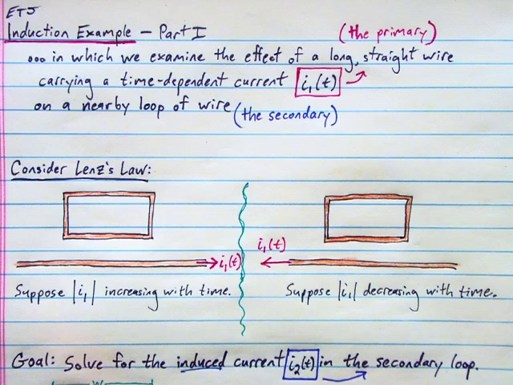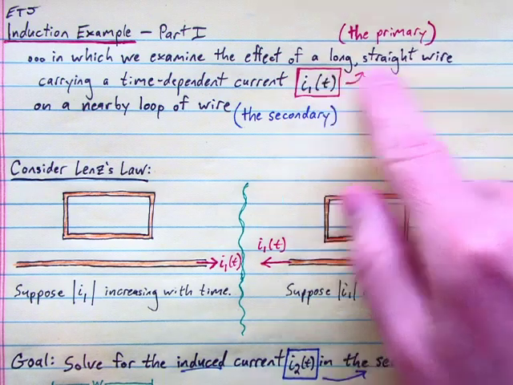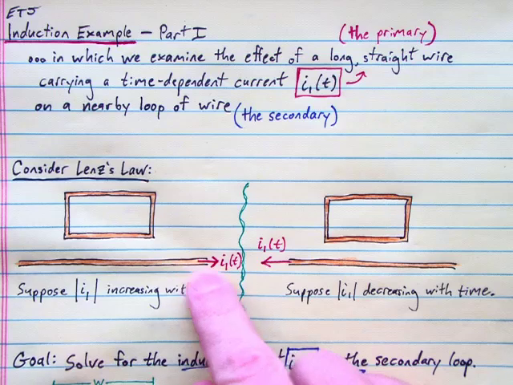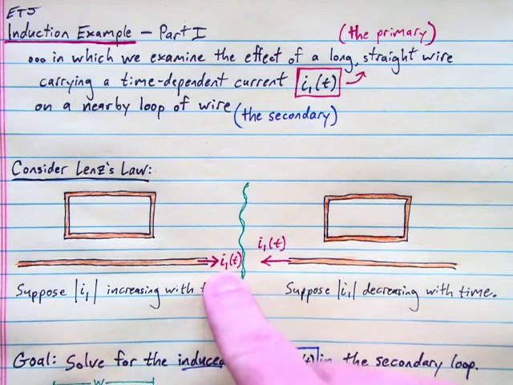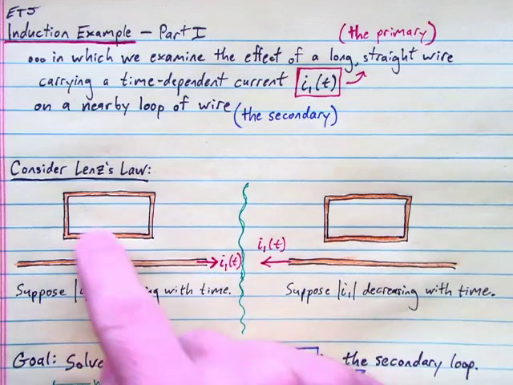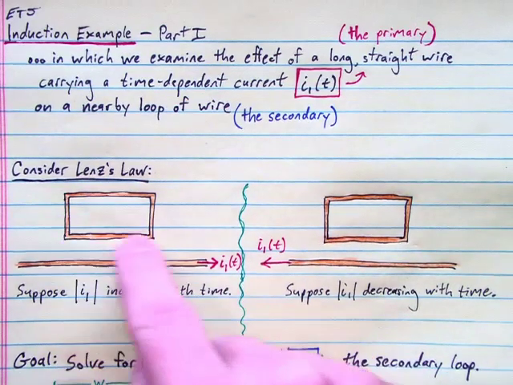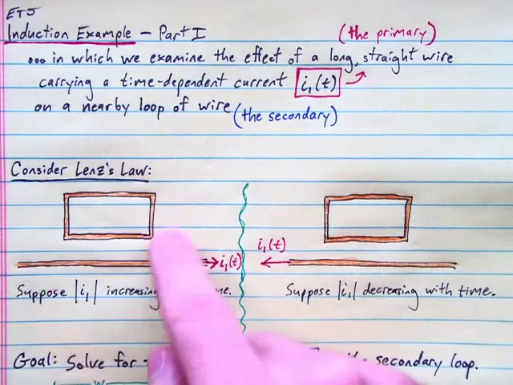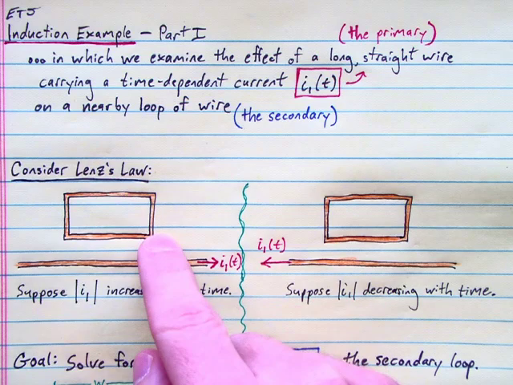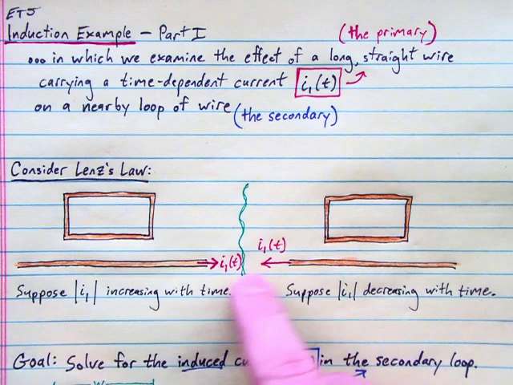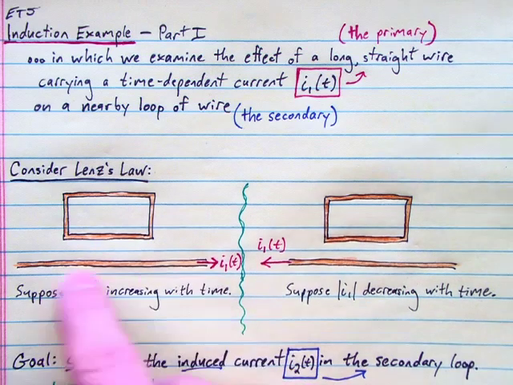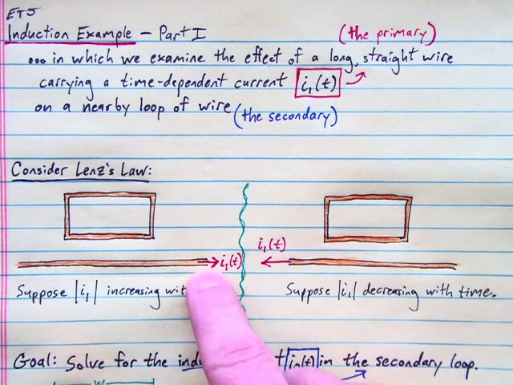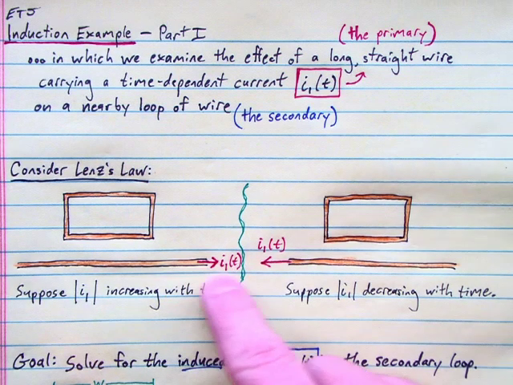Here we examine the effect of a long straight wire called the primary, that'll be this here, carrying some time-dependent current, I1 as a function of time, on a nearby loop of wire, this rectangular loop here, which we'll call the secondary. So there's no power source in our secondary loop here, it's just a piece of wire sitting there. But there is a battery or power source somewhere that's driving this current in our primary wire, and that is adjustable to be time dependent.